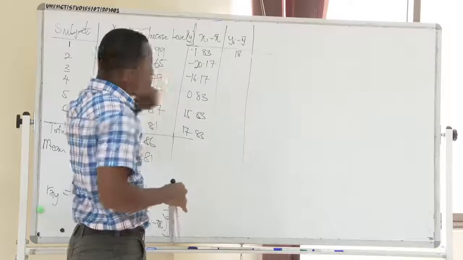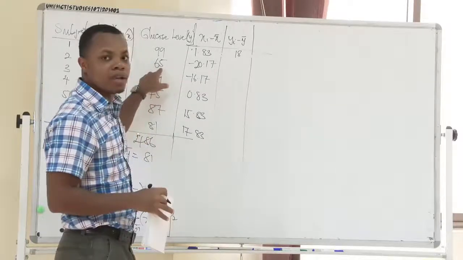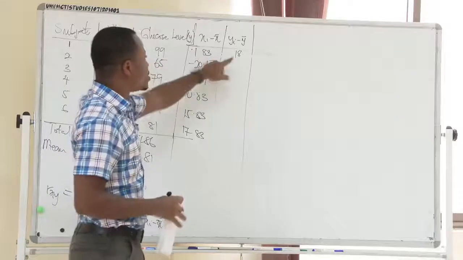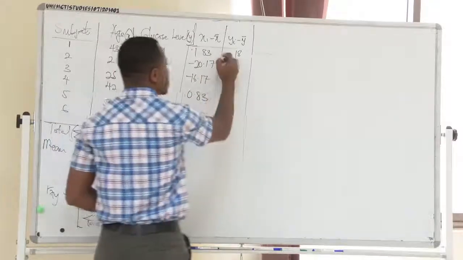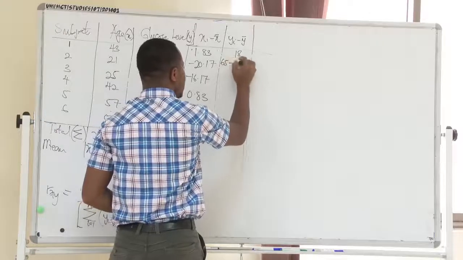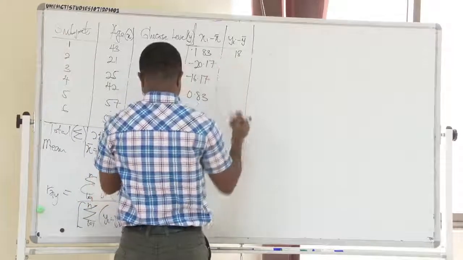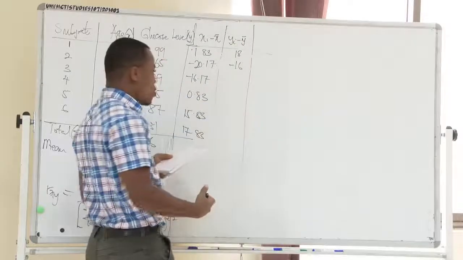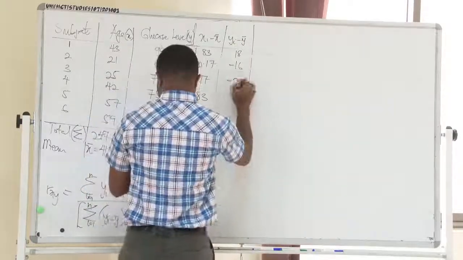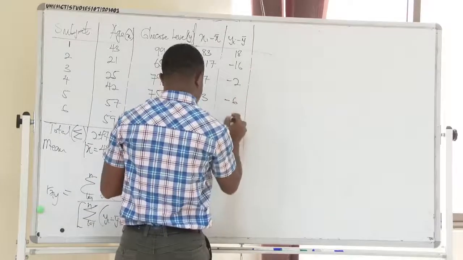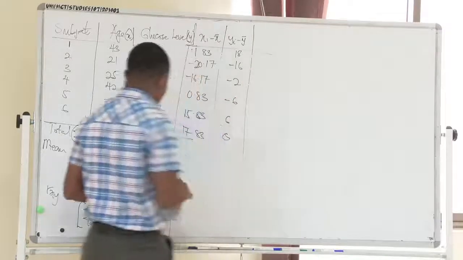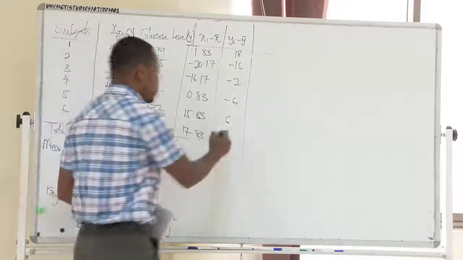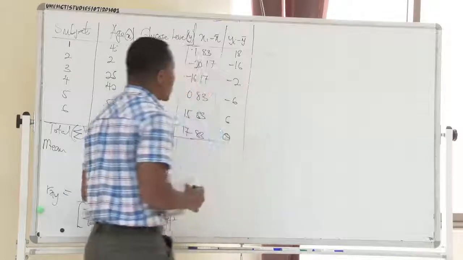Now for the second one, we just take the second value on this row and subtract the mean. So this is also going to be 65 minus 81, and once we do that, we are getting minus 16. Doing the same for the other columns, we have minus 2, minus 6, 6, and finally 0, because each one minus the mean sums to 0. So that is just that.